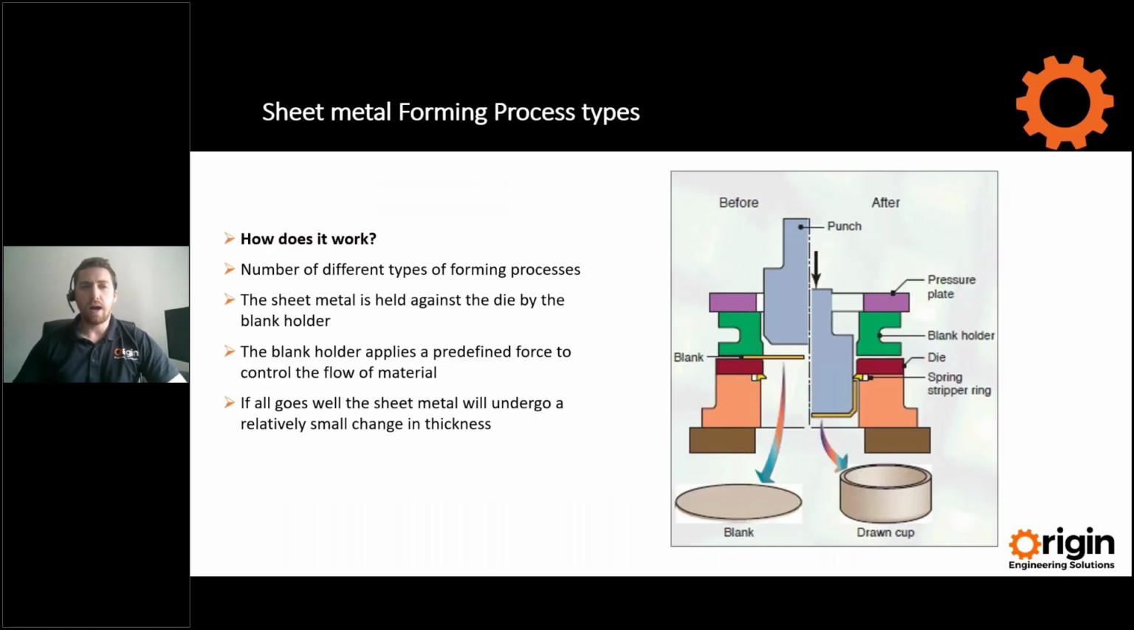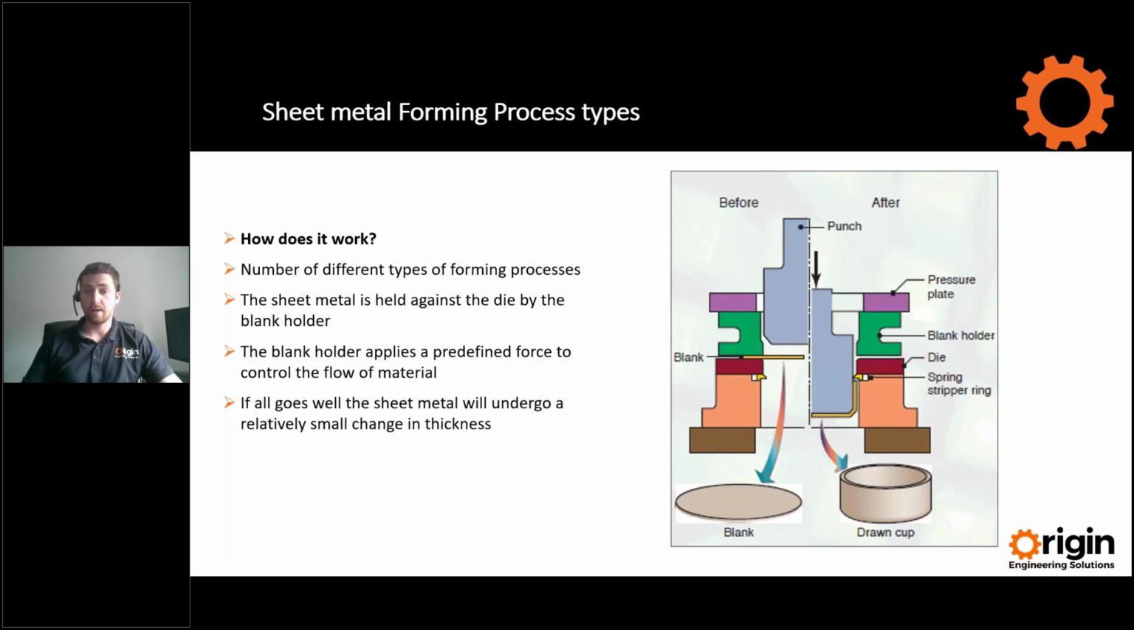So how does forming work? We've briefly touched on this on the first slide, but there are a number of different forming processes. The image on the right hand side is a deep drawing operation. There are different operations that we can simulate. In this operation, the sheet metal is held against the die by a binder or blank holder. If you're doing crash forming, this might not be the case, but the blank holder applies a predefined force to control the flow of the material.